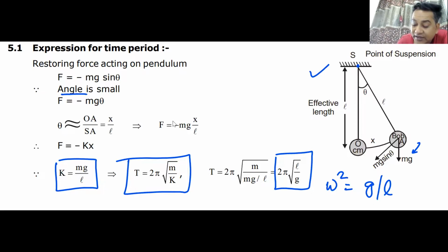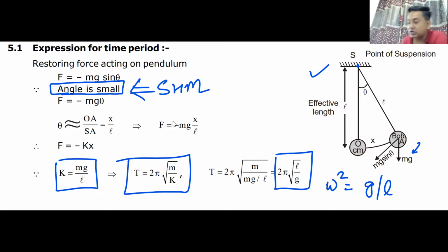And remember that the angle of oscillation must be small for the motion to be SHM. They can ask you as a theoretical question, what will happen if the angle is more? Is it simple harmonic? Then you will say no. If the angle is high, if the angle is more, then the motion is not simple harmonic. Do we understand this? Can I have some raised hands from all of you there?